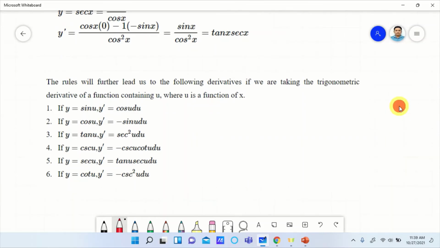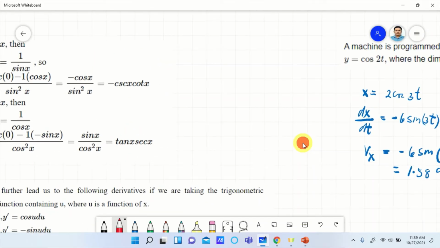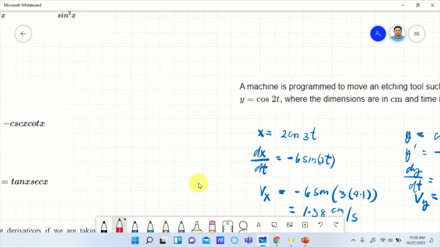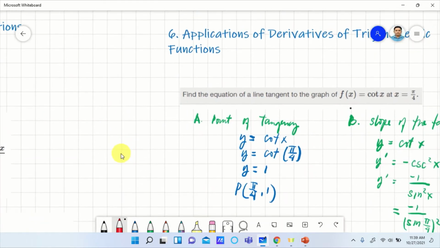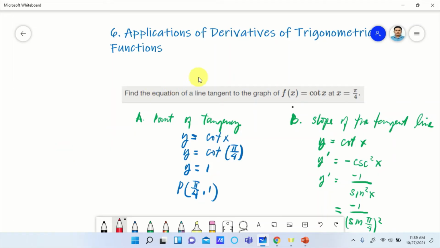Okay, now we will be looking into some of the applications of derivatives of trigonometric functions. Here we will be solving two word problems on the application of derivatives of trigonometric functions. You're aware that we were able to discuss already 5 applications of derivatives of functions. Since we are done with the discussion of the derivatives of trigonometric functions, we're going to apply these derivatives in solving word problems on trigonometric functions.